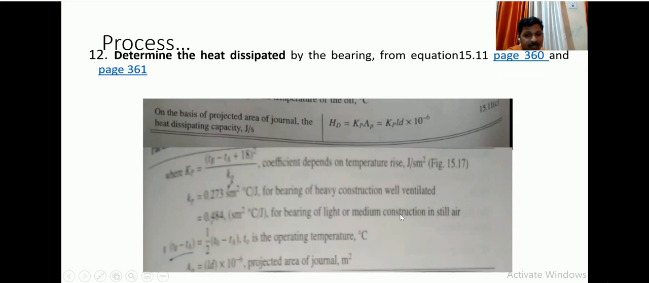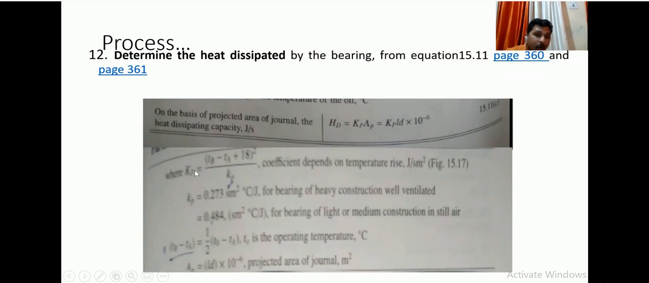If it is medium construction, existing in still air, then the value of small kp is higher. For a well ventilated bearing, the small kp is less. That means if small kp is less, then capital Kp will be more. So for a well ventilated bearing, the heat transfer coefficient is higher, and for a medium construction bearing, the heat coefficient is lower. This capital Kp can also be found from figure number 15.7, which is given in your book.